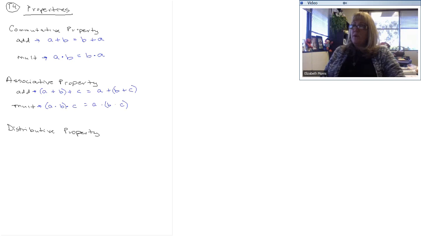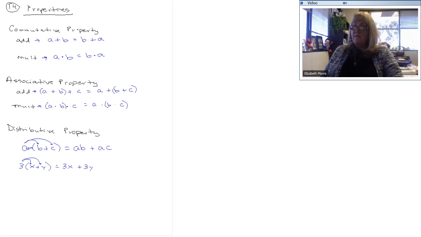Now, the distributive property says if you have something on the outside, you can distribute through multiplication, because what's the difference between here and here? Multiplication, and multiply A times B plus A times C. So if I had, and I'm going to give you an example for this, if I had 3 times x plus y, I could multiply 3 times x and get 3x. I could multiply 3 times y and get 3y.